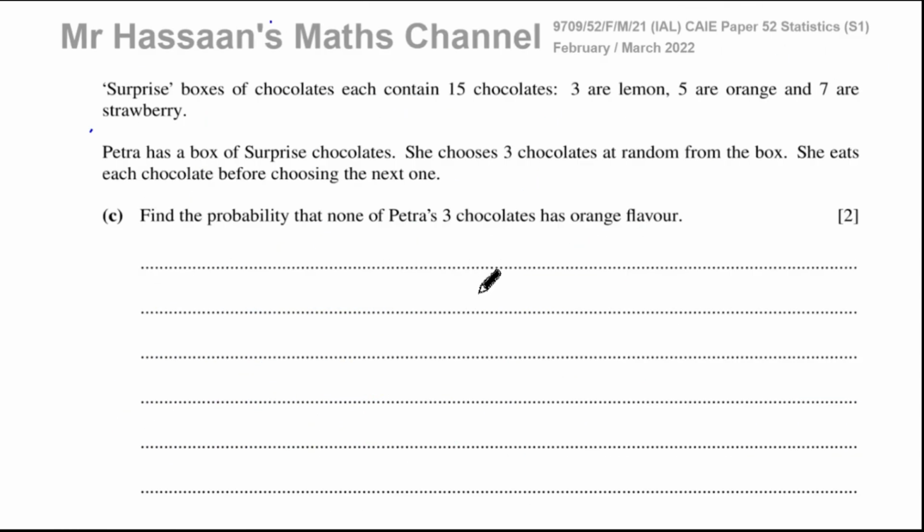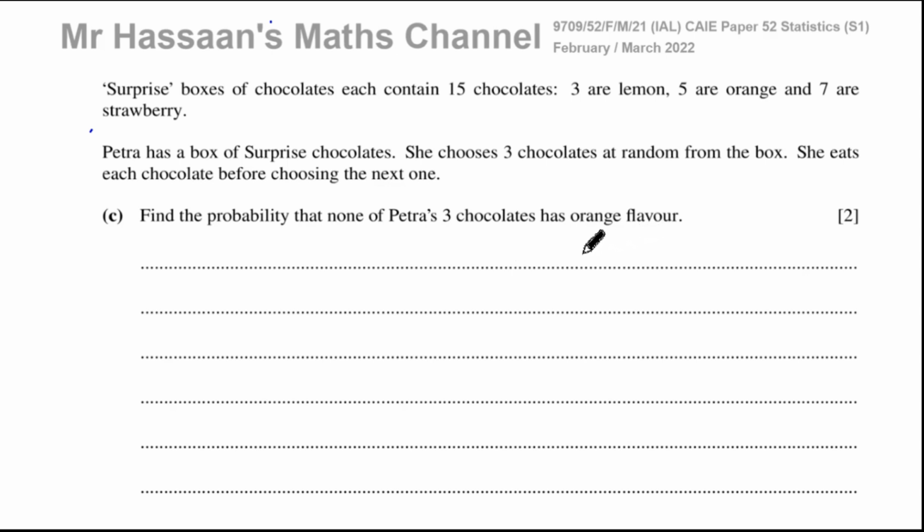Now for part C, it says surprise boxes of chocolates. Each contain 15 chocolates, 3 are lemon, 5 are orange, and 7 are strawberry. Petra has a box of surprise chocolates. She chooses 3 chocolates at random from the box. She eats each chocolate before choosing the next. Find the probability that none of Petra's 3 chocolates have orange flavor.